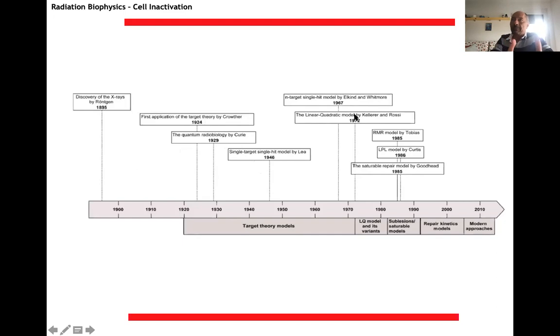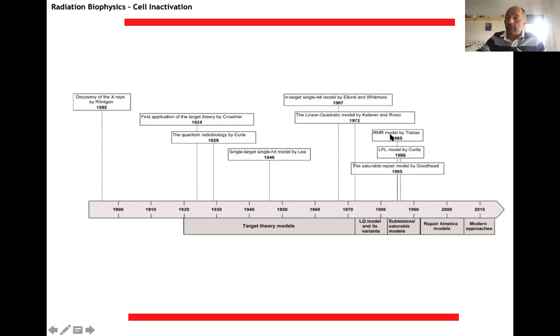So the linear quadratic model by Kellerer and Rossi, that as we have seen is apparently able to explain most of the things that we see, because it clearly gives you an idea of how you can produce a linear quadratic dose response for both chromosomal aberrations and cell killing, and also explains a lot of things we will see, like the RBE, the dependence on the dose rate, and so on and so forth. So it's a pretty powerful model that has been perfected a lot.